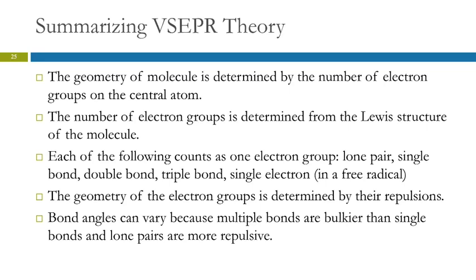One electron group is any of the following. A lone pair is one group, a single bond is one group, a double bond is one group, a triple bond is one group, a single electron, like you'd see in a free radical, is one group. The geometry of the electron groups is determined by their repulsions. 2 is linear, 3 is trigonal planar, 4 is tetrahedral, 5 is trigonal bipyramid, and 6 is octahedral. The bond angles can vary because of different repulsions between bonding pairs and lone pairs. Lone pairs take up more space, more repulsive, they'll squish other things together.